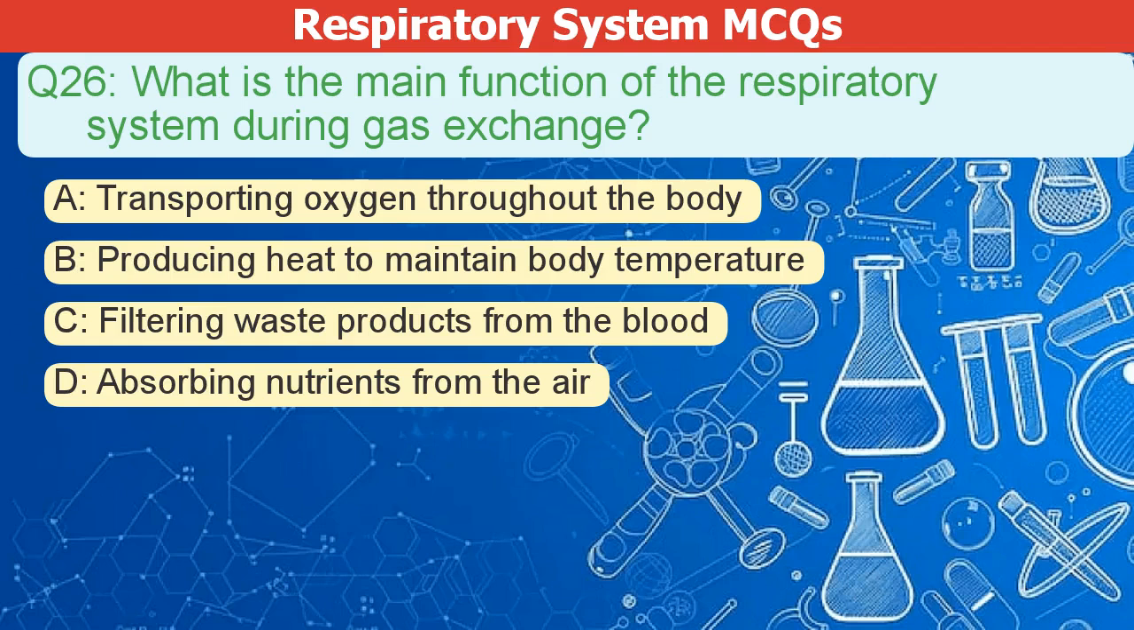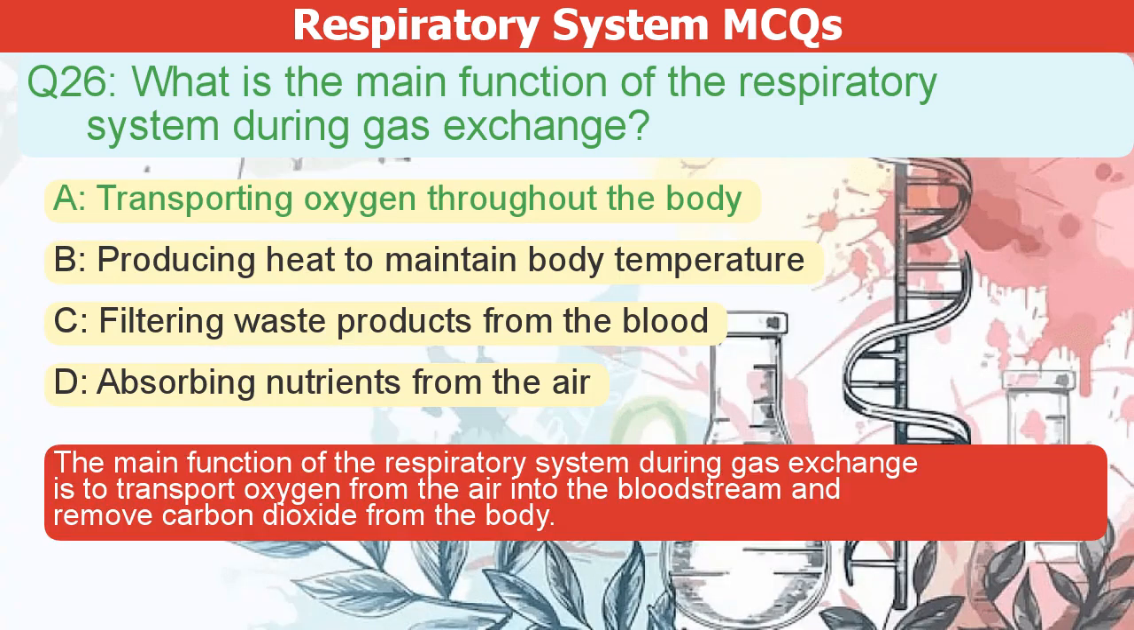What is the main function of the respiratory system during gas exchange? A. Transporting oxygen throughout the body. B. Producing heat to maintain body temperature. C. Filtering waste products from the blood. D. Absorbing nutrients from the air. The correct answer is A. The main function of the respiratory system during gas exchange is to transport oxygen from the air into the bloodstream and remove carbon dioxide from the body.